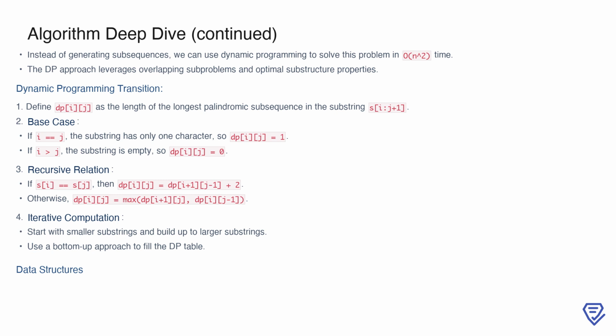Otherwise, the result is the maximum length found by either excluding the character at i or the character at j. To compute this iteratively, we start with smaller substrings and build up to larger ones using a bottom-up approach. This eliminates redundant computations and ensures that we solve the problem efficiently.